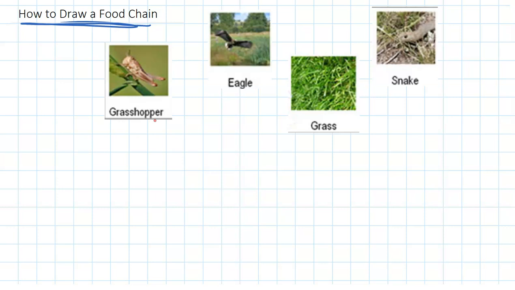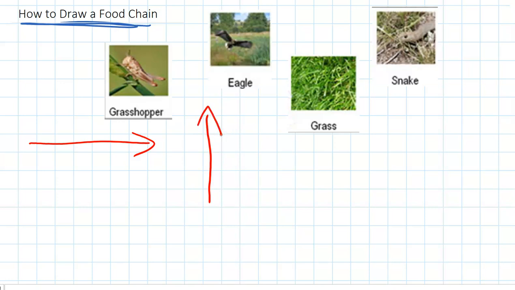So to draw a food chain, you can either draw them from left to right, or you can draw them from the bottom to the top. For this one, we'll draw it left to right so it fits on the screen a bit better.